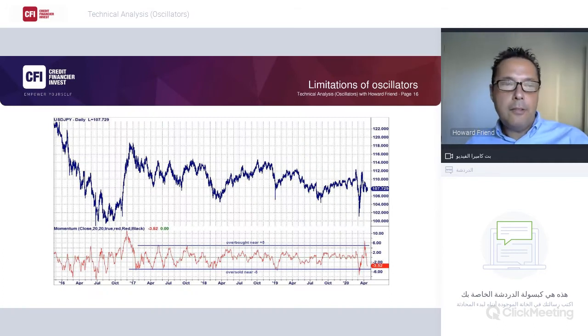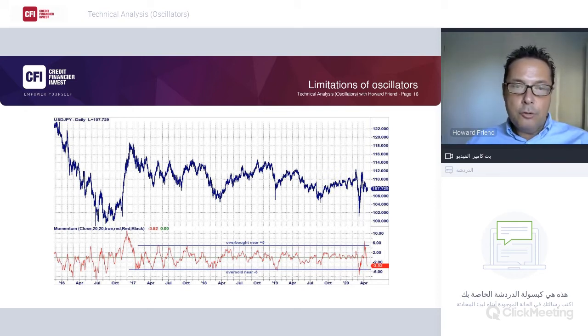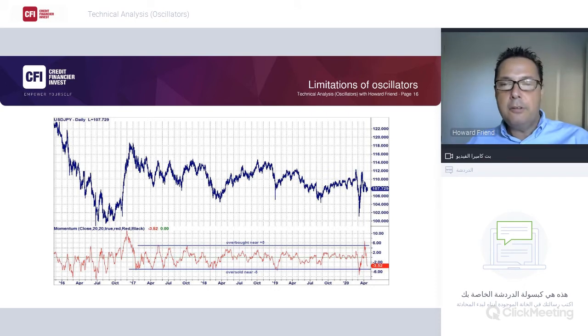Okay, so let's take a look at the momentum oscillator with a few charts. The first one is dollar-yen daily, and you can see that this is going back from 2016 through to the start of this year, so quite a long period. For the most part, dollar-yen has been stuck in a range. It hasn't really had a major trend up or down for this whole period, which is ideal for the oscillator. That's the whole point of using the oscillator and making the most of it in a non-trending situation.